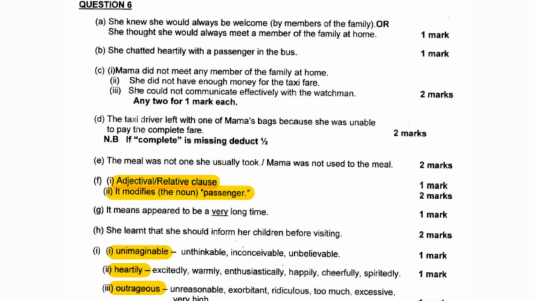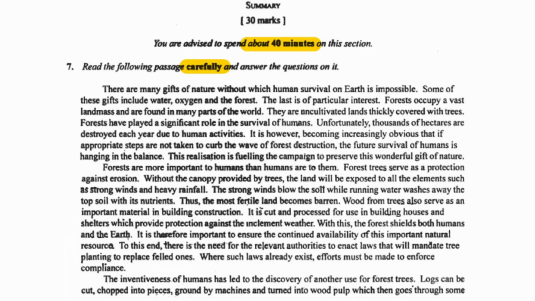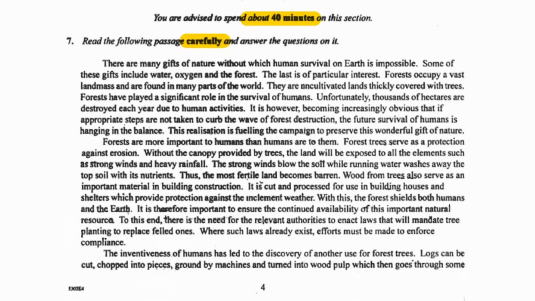Okay, and then I think we can move on to the final section of the exam, summary, which is going to take 30 marks, and you are advised to spend about 40 minutes on this question. Now you are also going to read this passage carefully and answer the question on it. So this is the passage. I'm also not going to go through them. It's just for you to take your time, read. If you want to attempt it, maybe you can pause the video, go through them, and then also attempt it to see how well you will fare in answering the question.